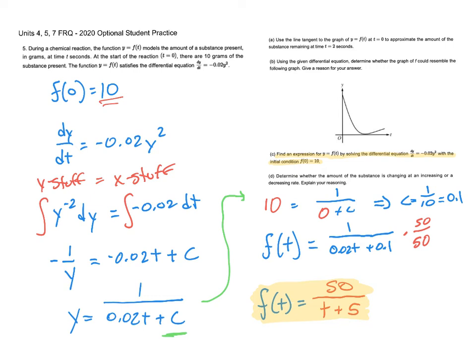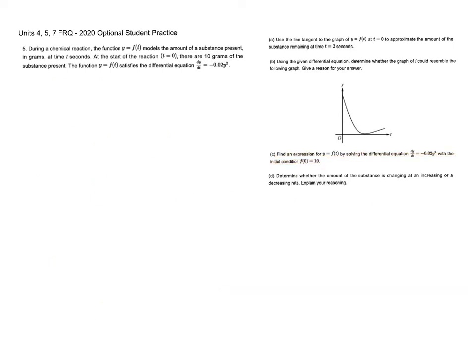Let's go to the next slide and we'll wrap this one up with letter D. So letter D is going to make us think a little bit. Determine whether the amount of the substance is changing at an increasing or decreasing rate. So there's a lot going on here. This word changing has to do with the first derivative, but we want to know if the first derivative is changing at an increasing or decreasing rate. To me, that implies the second derivative. So let's see if we can examine that and answer this problem.